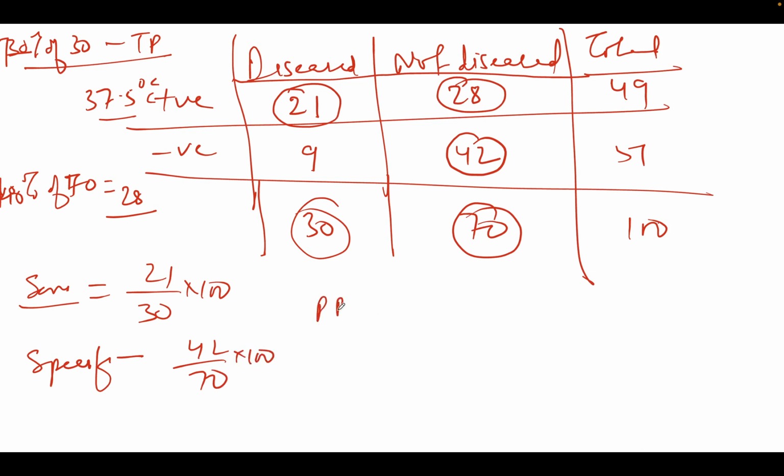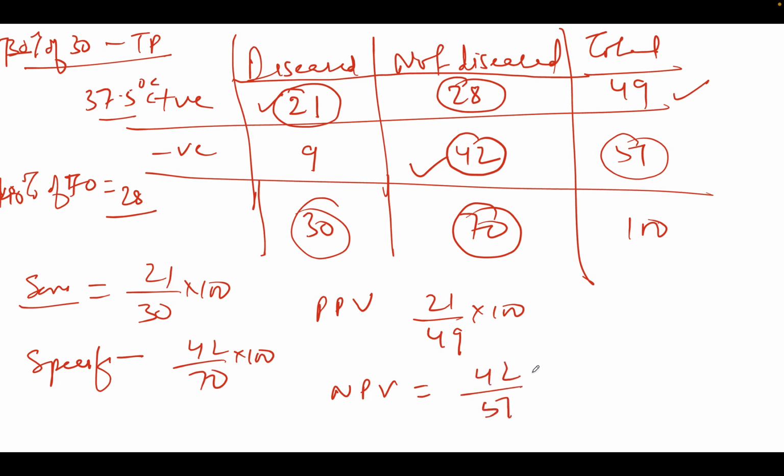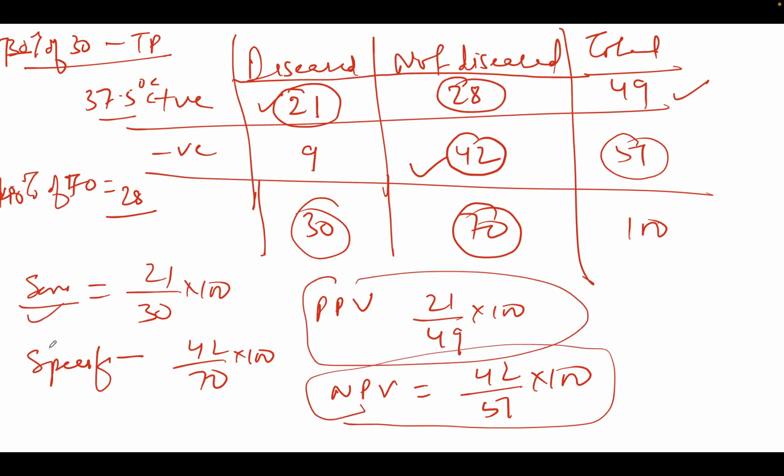What is my positive predictive value? Capacity of the screening test to correctly identify true positive out of total positive predicted. So it is 21 by 49, and then you can take out the percentage. What is negative predictive value? Capacity of the screening test to correctly identify true negative out of total negative predicted. So it is 42 by 51 into 100. So this is my negative predictive value, this is my positive predictive value, this is my sensitivity, and this is my specificity.